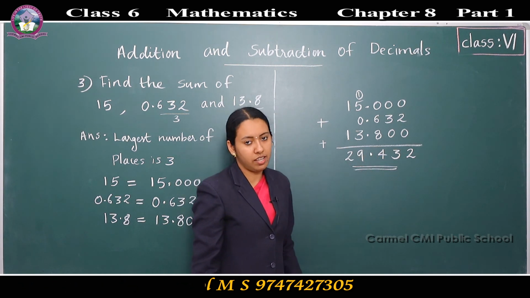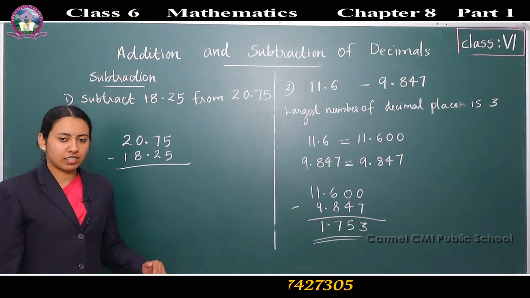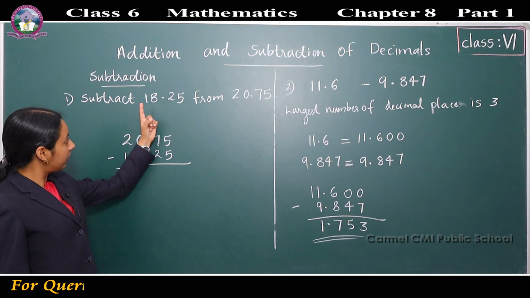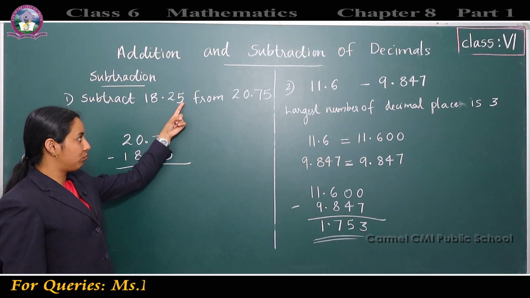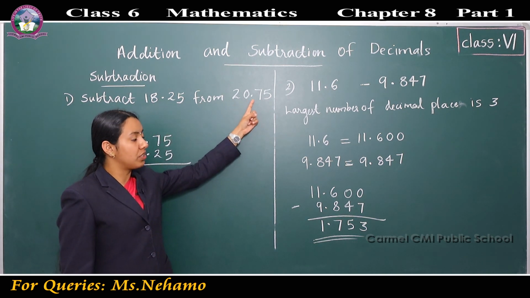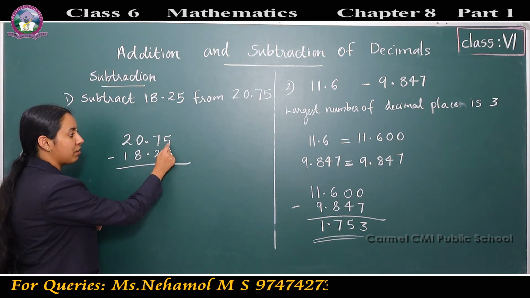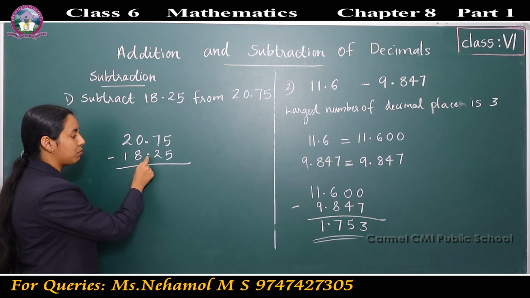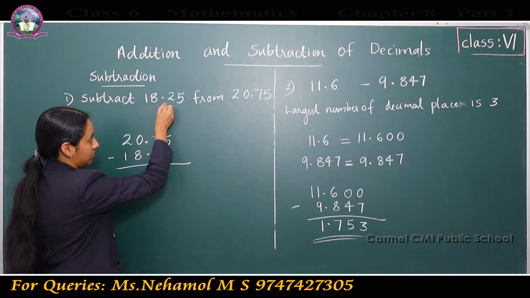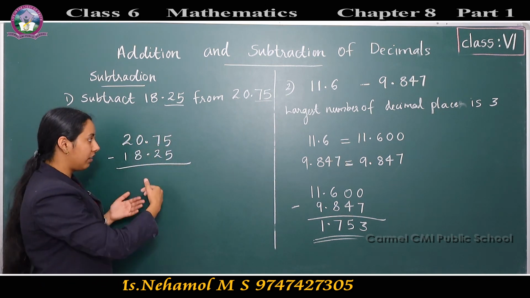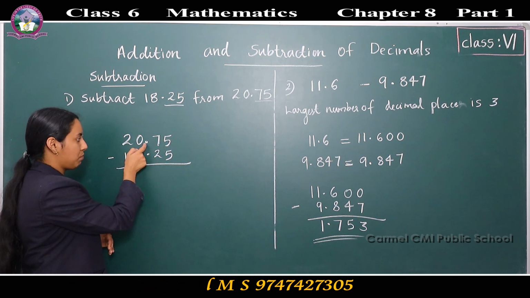29.432 is the answer. Next one, subtraction. First question, subtract 18.25 from 20.75. That means 20.75 minus 18.25. Here the first number has 2 decimal places, and the next number also has 2 decimal places. So we can directly subtract it.